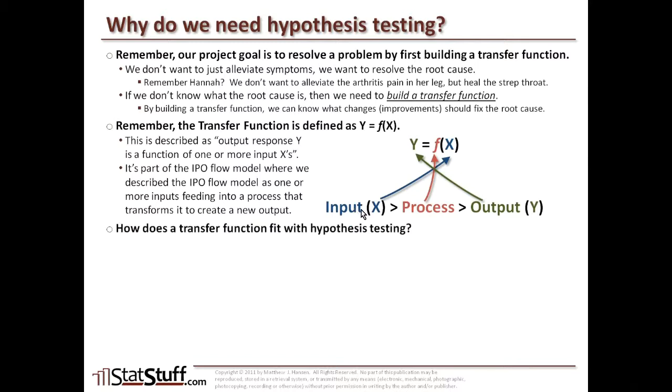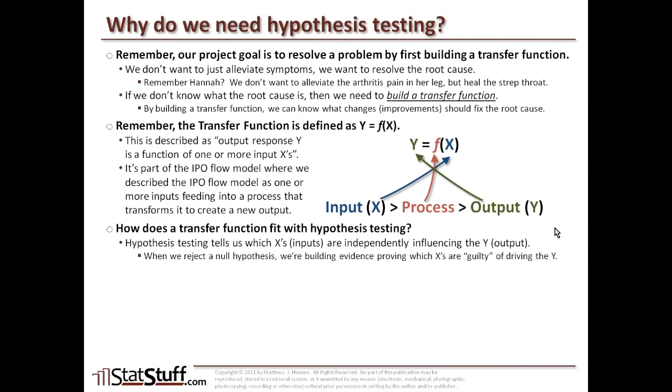Now, how does this transfer function fit with hypothesis testing? Well, hypothesis testing tells us which of those x's, which of those inputs that we're looking at, are independently influencing the y, the output metric. When we reject a null hypothesis, we're building evidence proving which x's are guilty of driving the y. And what we'll do at the end is compile all the evidence in the improve phase of DMAIC, and that's when we'll begin to fix those root causes or come up with a plan that's going to fix those root causes. Now we know from the hypothesis testing which of the x's are the most critical x's that have the most influence and where we need to make the biggest changes that are going to affect our output y.